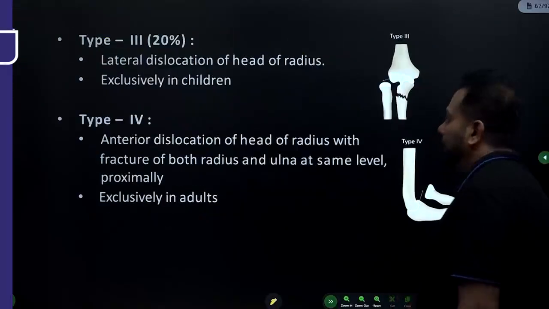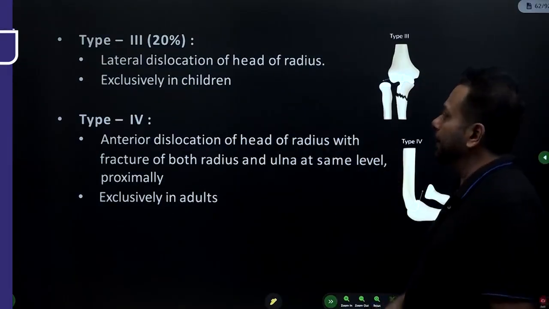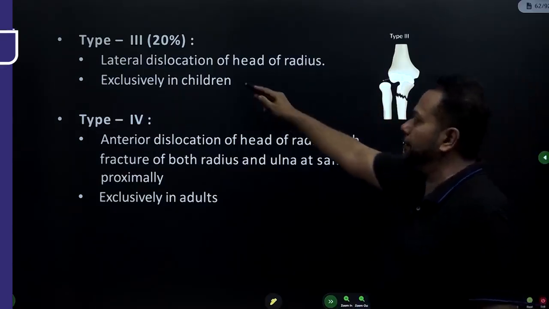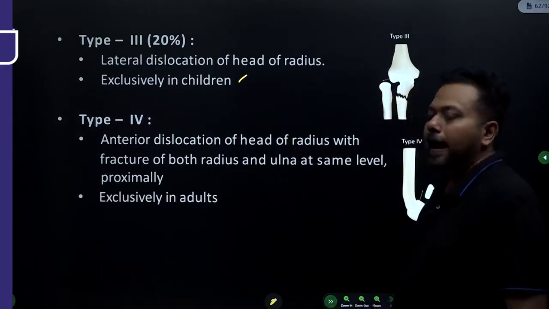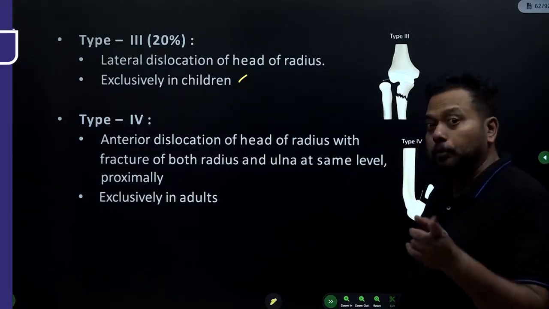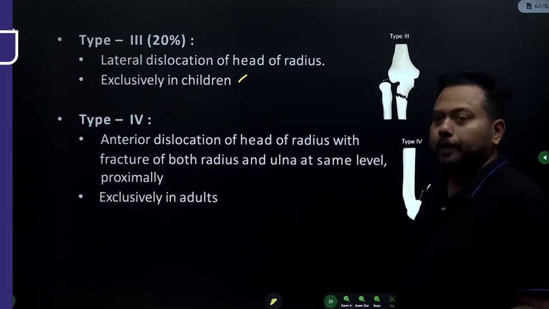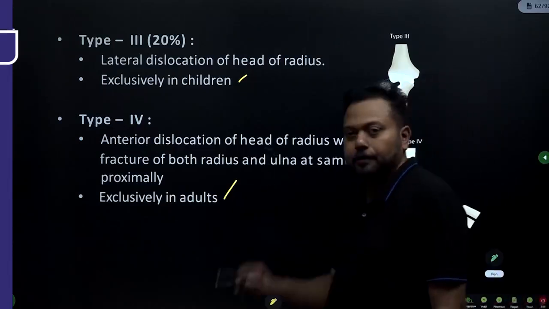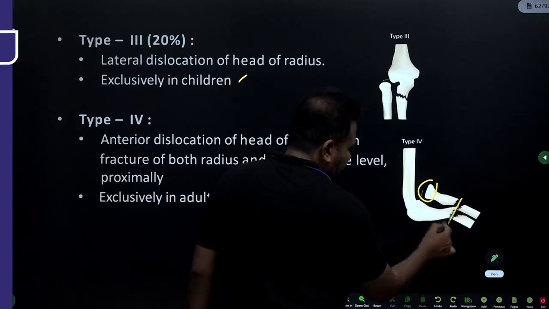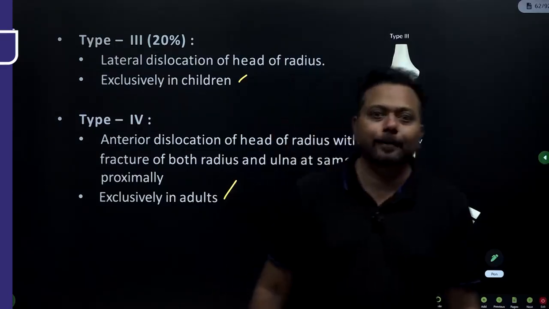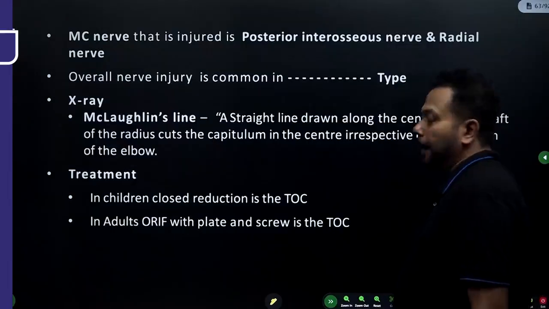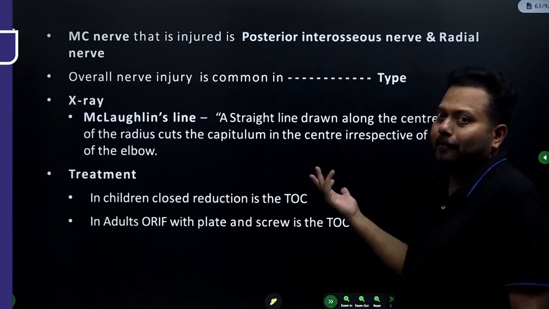Type 3, lateral dislocation of the radial head, exclusively in children. The fracture is there and lateral dislocation exclusively in children. Type 4, anterior dislocation of the head of the radius with fracture of both radius and ulna. This is the rarest type, exclusively in adults. You see here, there is dislocation of radial head and fracture of both bones of the forearm, proximal third. This is called Bado's type 4. Usually books say this is a Monteggia variant.